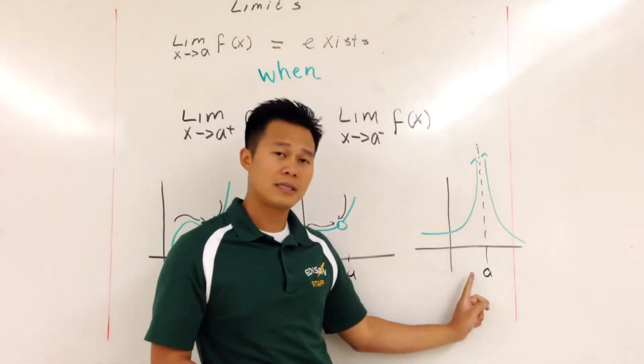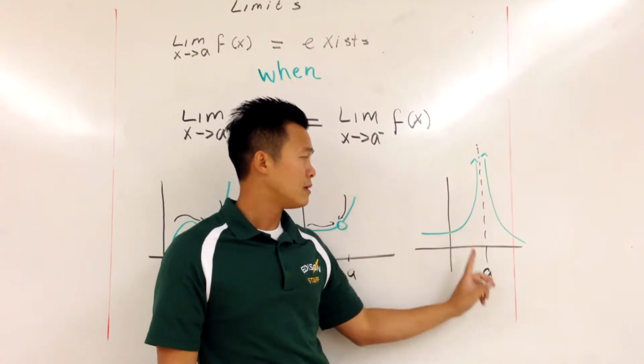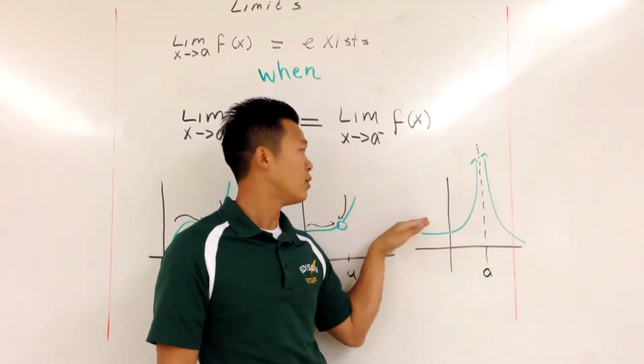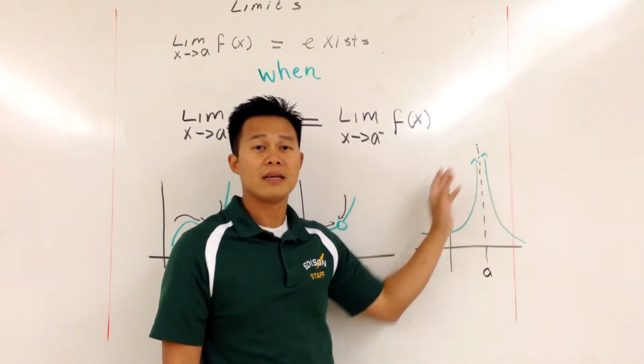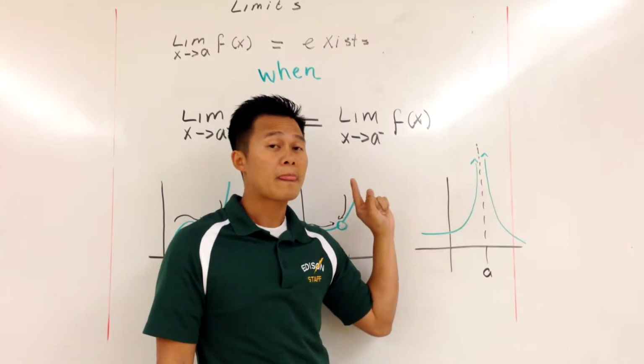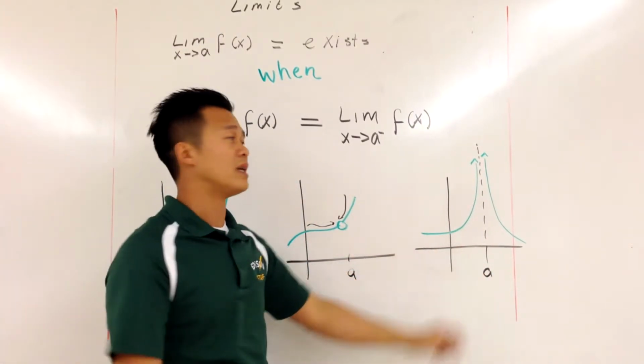Looking at this last discontinuous function, if you look carefully at a, both sides of the graph, as they get close to a, want to go to infinity. This is a discontinuous function, and the limit of this function does exist, which is infinity.